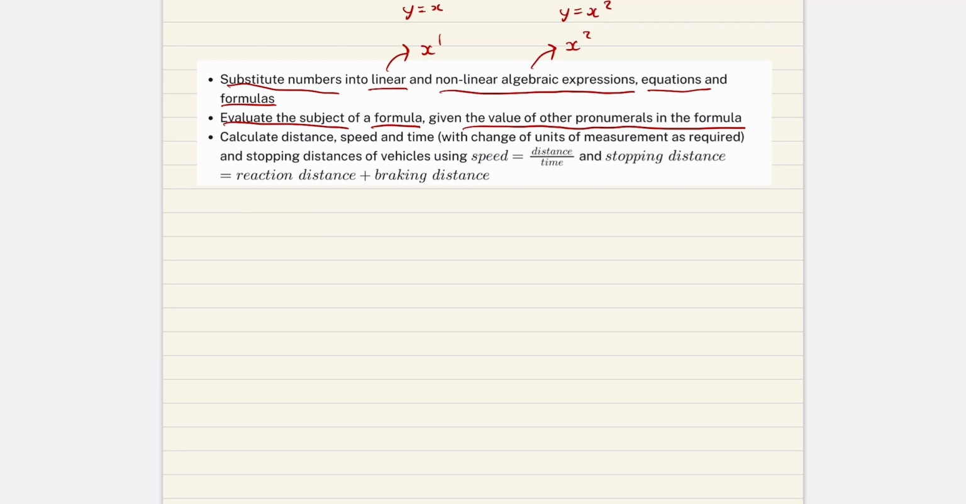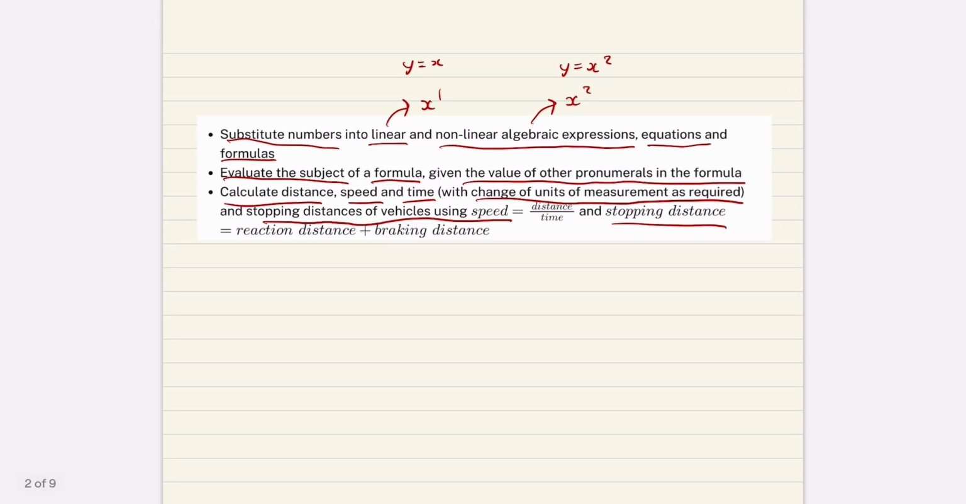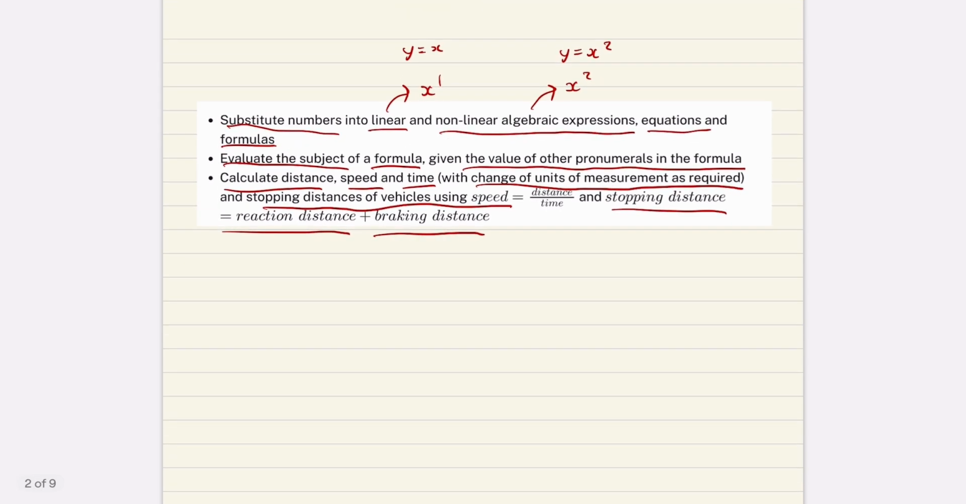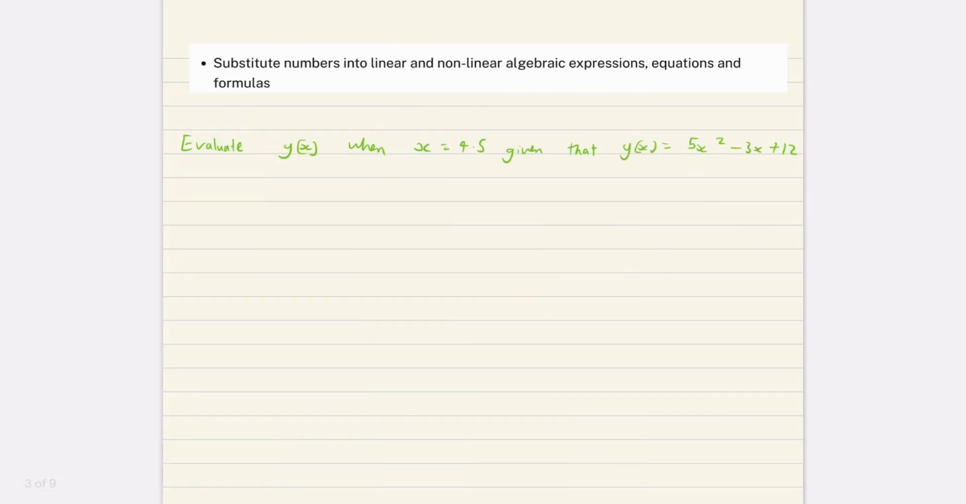And the final dot point there is to calculate the distance, speed, and time with change of units of measurement as required, and stopping distances of vehicles using speed equals distance over time, and stopping distance equals reaction distance plus braking distance. So we'll look at an example of how to do that as well, and converting between your units there. If we start off with the first dot point, which is substituting numbers into linear and non-linear algebraic expressions, equations, and formulas.